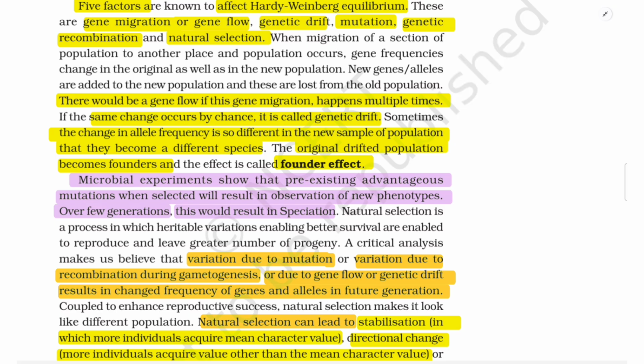When migration of a section of a population to another place and population occurs, gene frequencies change in the original as well as in the new population. New genes or alleles are added to the new population and these are lost from the old population. There would be a gene flow if this gene migration happens multiple times. If the same change occurs by chance, it is called genetic drift. Sometimes the change in allele frequency is so different in the new sample of population that they become a different species. The original drifted population becomes the founders and the effect is called the founder effect.